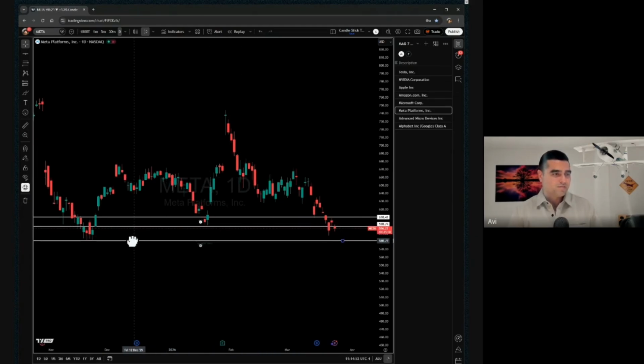This one is Meta. We have that support down there. We have the support here, which it interacted with recently. And this one you can see bounced off, came through. Works.